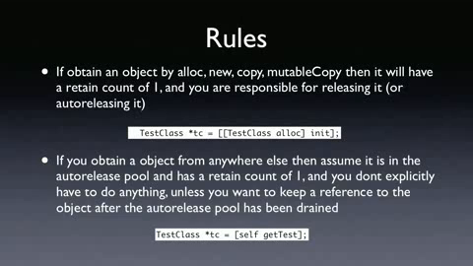So if you don't want to use this object after the end of a method, you don't need to do anything. You don't need to call release, retain, autorelease, anything. You can just leave it and it will be auto-released at some point in the future.